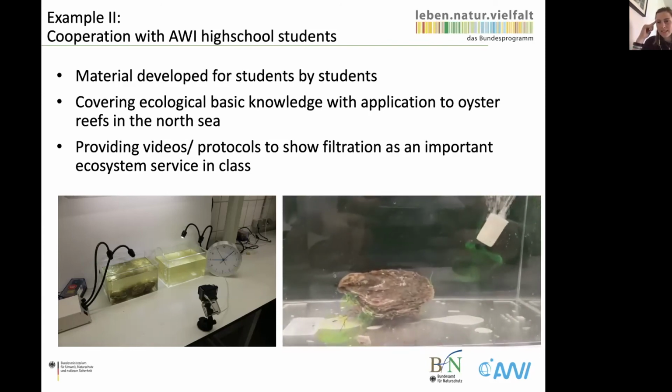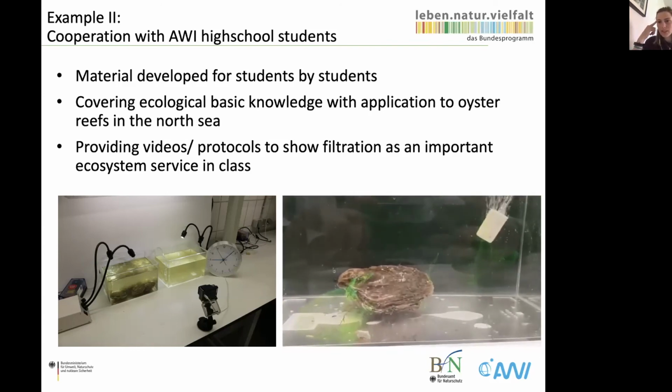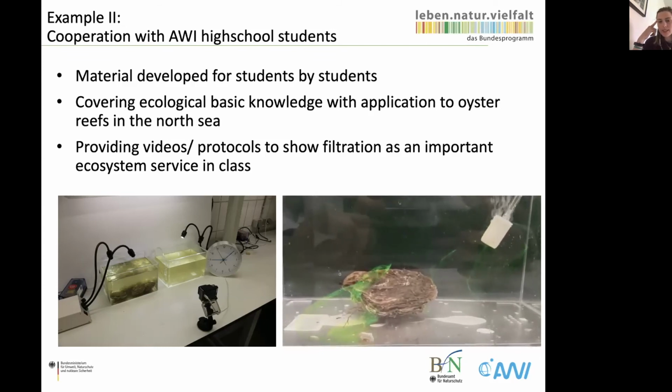And I like this experiment in the video very much, because for the students, it was nice to see that it's not just that the oyster is living, that it's not just something that looks like a stone, doesn't open up, doesn't have cute eyes, whatever. It's not a typical animal for them.